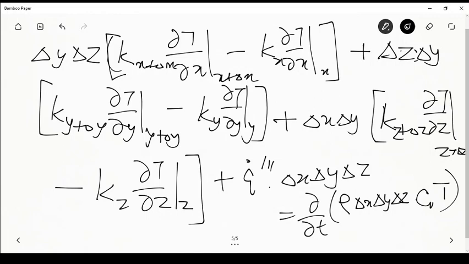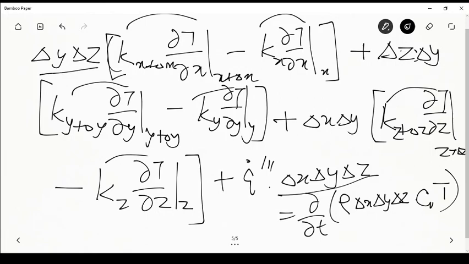Now in this we see that there is a term which is at x plus delta x and the same term at x. Similarly, a term at y plus delta y, the same term at y. There is a term at z plus delta z, the same term at z. These are subtracted and they are multiplied by this. Now if I divide this whole equation by the volume, which is delta x, delta y, delta z, what will happen? There is a delta y, delta z here, which gets divided with this delta x, delta y, delta z. I'll get a 1 by delta x there. Similarly, there is a delta z, delta y here. If I divide it, okay, so this will be delta x, delta z.